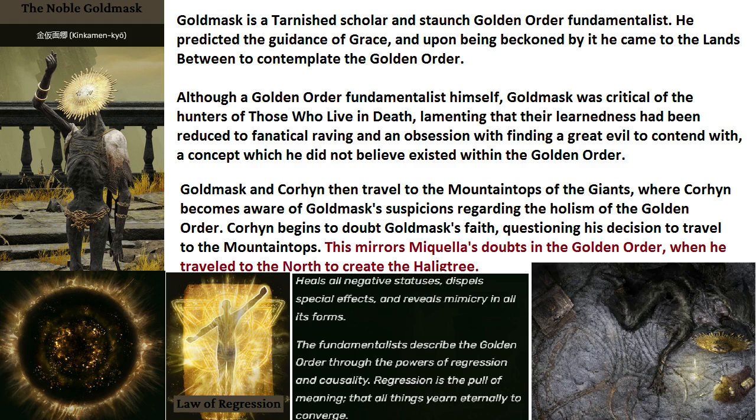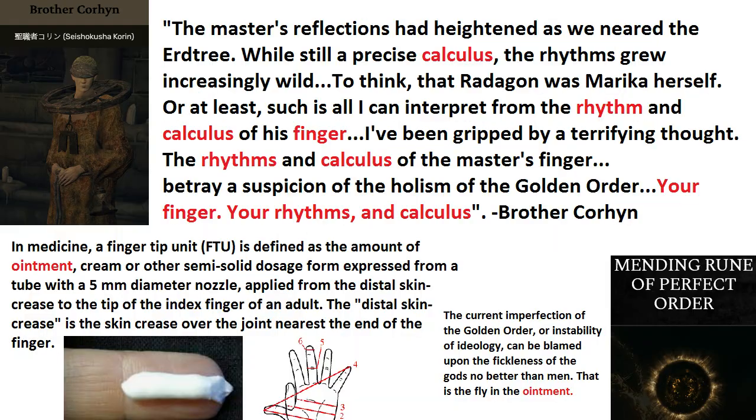Goldmask seeks to perfect the Golden Order. To do this, he must first fully comprehend the Order, and the knowledge that we provide to him about Radagon's statue assists him in finding the truth. Our assistance aids Goldmask in the discovery of the Mending Rune of Perfect Order. Goldmask attempts to gain a deeper understanding of the Golden Order by using his finger to find a solution to mend the Order back into balance.